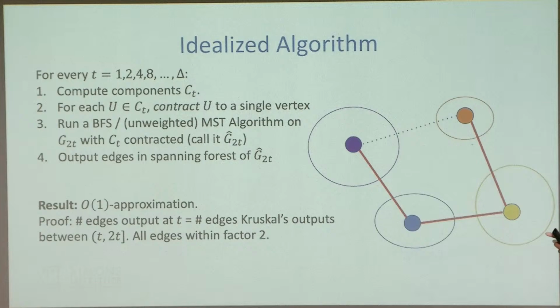This is because if we just round up to the discretized edge weight, then it will only lose a factor of 2.